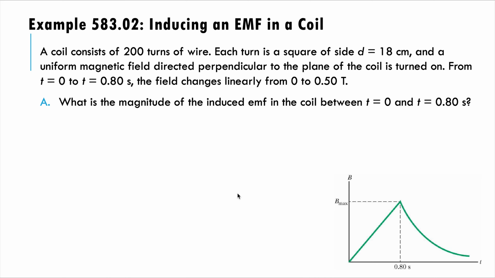In this video, I'd like to go over the second example from v583 on Faraday's law. In this example, we're inducing an EMF in a coil. We have a coil that consists of 200 turns of wire.